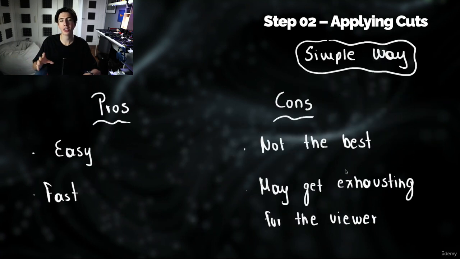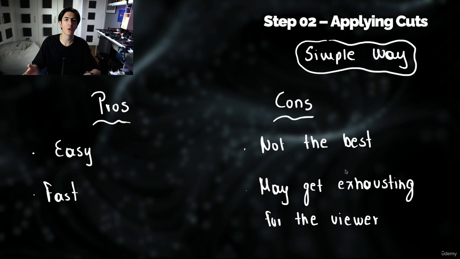Obviously, there are some pros and some cons when it comes to the simple way. The simple way is easy and fast, and it is what most people apply when it comes to editing A-roll. And there are some cons. It is not the best. Going through the complicated route is going to be the best for your result. The simple way could get exhausting and pretty repetitive for the viewer, if the viewer is enjoying a very big piece of content.